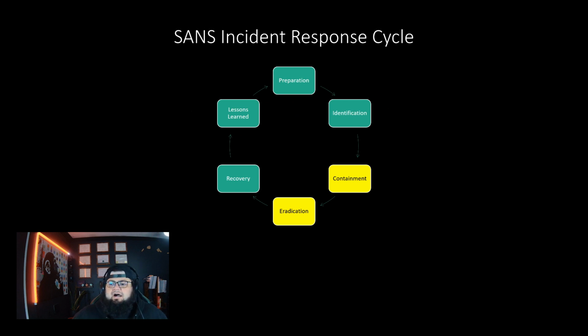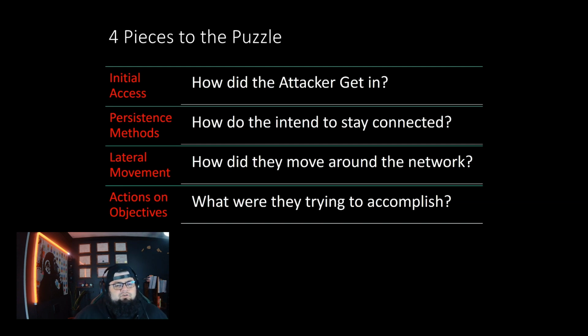Step two of the SANS incident response cycle is about identification, where we talked about really scoping an environment. Once we know there's an incident, we're trying to figure out exactly what's going on. We talked about those four real pieces of the puzzle that we're trying to solve. We need to know how the bad guy got in. So, what was their initial access point? We need to know what their persistence method was, or how do they plan to get back in if that initial access got sealed up, right?